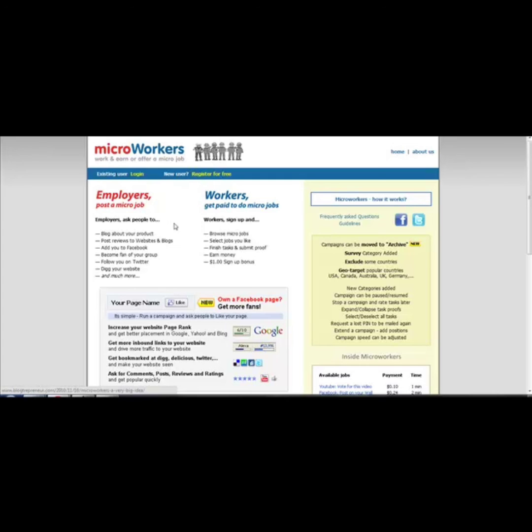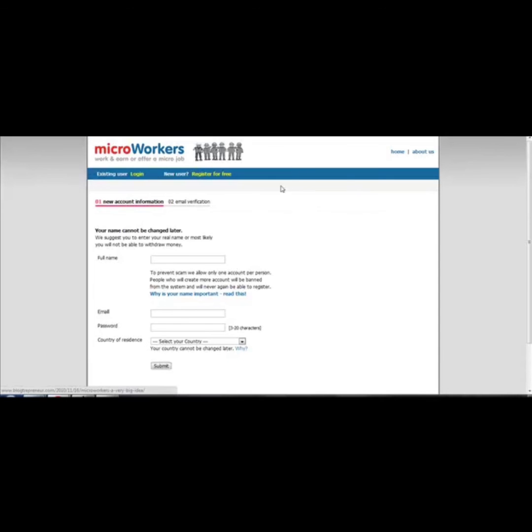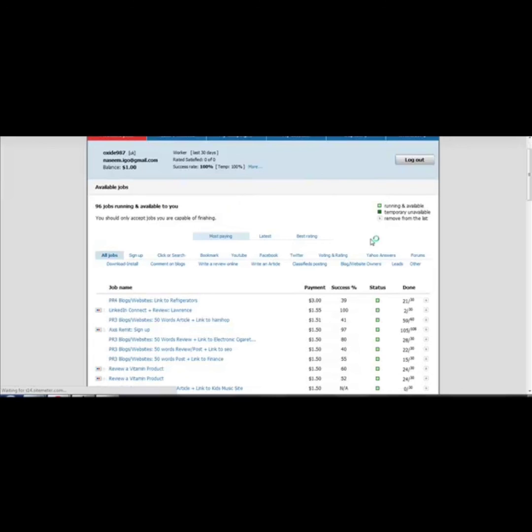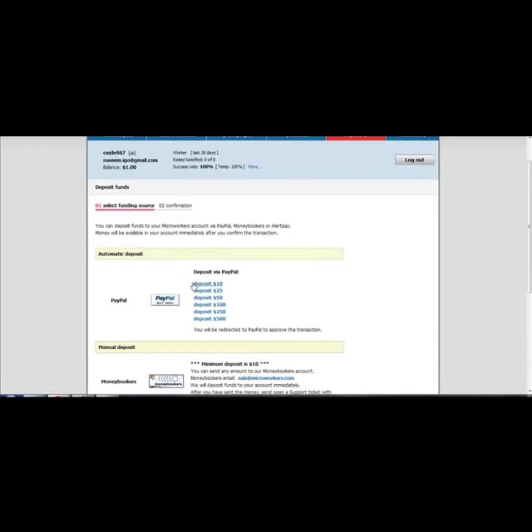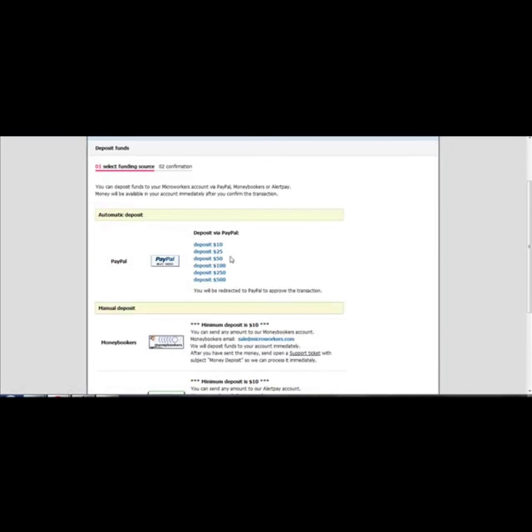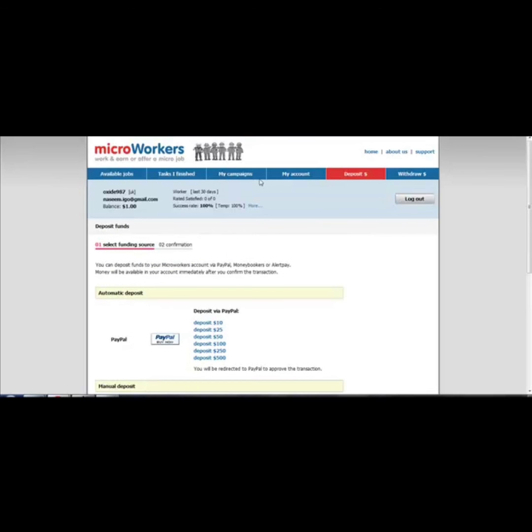So the first thing that you need to do is click on new user and register for free. So what I'm going to do is log into my account. I'm going to pause the video, then create a new campaign for this. Okay, I've logged onto my account, and what you need to do is you can either deposit money into your account from PayPal, for example $10, etc. And then once you've deposited money in the account, you can create a campaign.